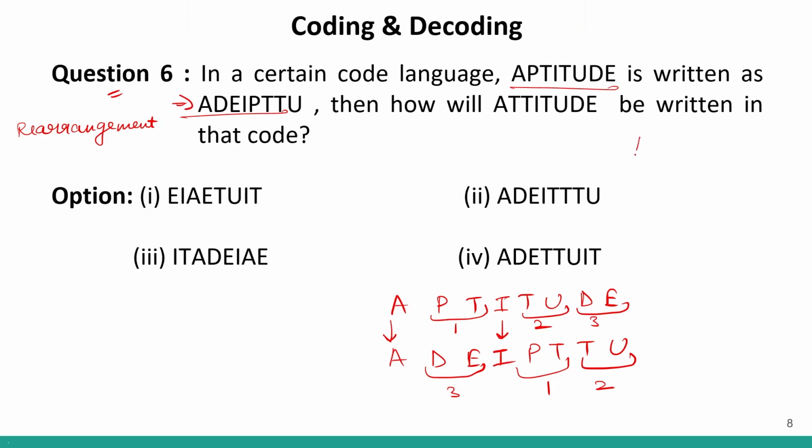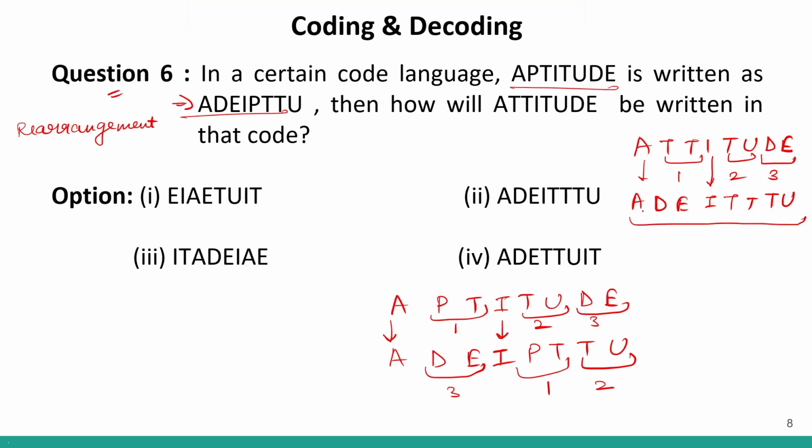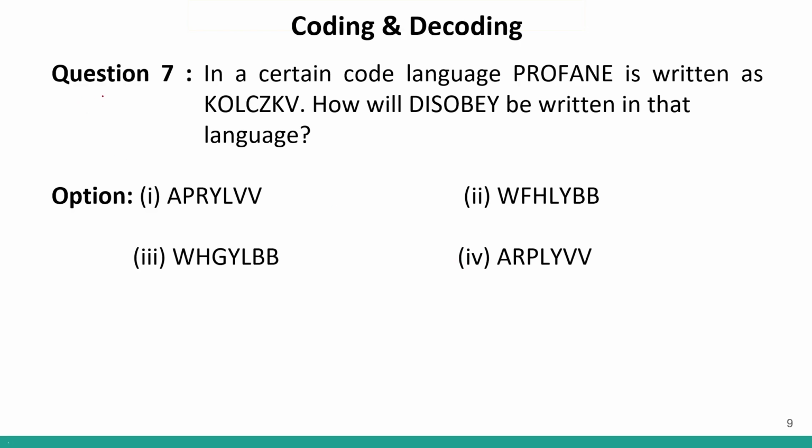So let us do the same thing for attitude. For attitude, A will remain the same and I will remain the same. Correct? Now, this is your pair 1, this is your pair 2, and this is your pair 3. So we will get pair 3 first, so DE. Then we will get pair 1, so TT, and then pair 2, which is TU. So this will be my code, which is ADEI TTTU. This is given in option number 2. So option number 2 will be the correct answer to this question. Clear? Moving on to question number 7.